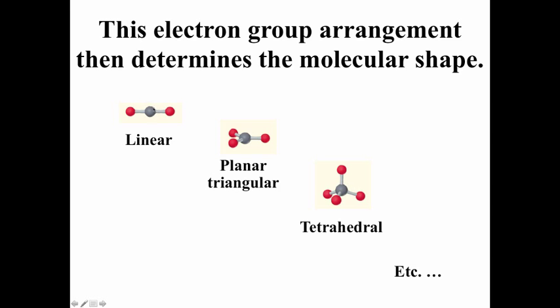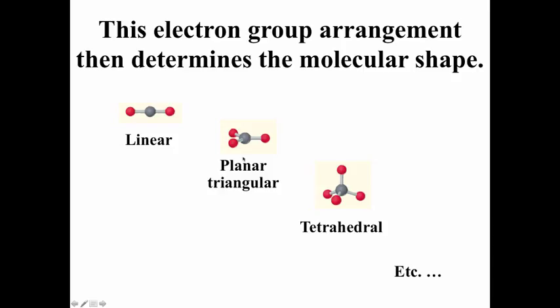So here we have two groups of electron density, two bonds in this case, and they get as far apart as possible by being on opposite sides of the molecule. I think you can see that this looks clearly like a straight line, so we call it linear. Now if we have three electron groups around a central atom, one here, one there, and one there, those groups get as far apart as possible by forming a triangle. And this is a flat triangle, so we call it planar triangular or planar trigonal.